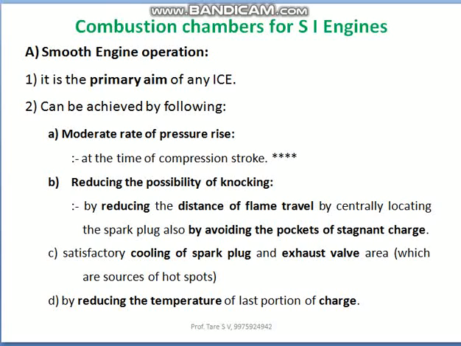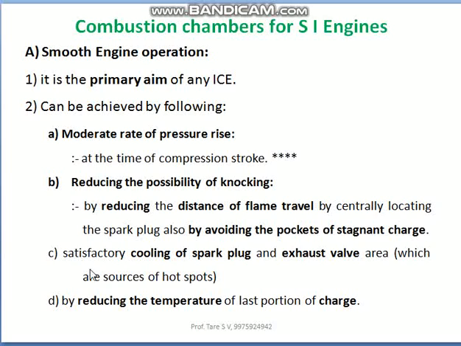That can be achieved by the following important points. The first one is a moderate rate of pressure rise during the compression stroke, reducing the possibility of knocking. We discussed knocking in the last video, so you can go through that video, and it must be the aim of the design of combustion chamber to reduce the possibility of knocking.